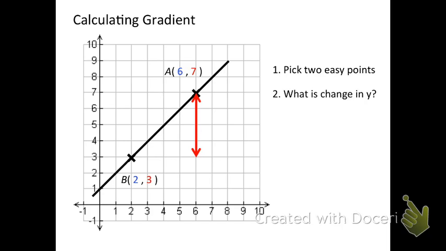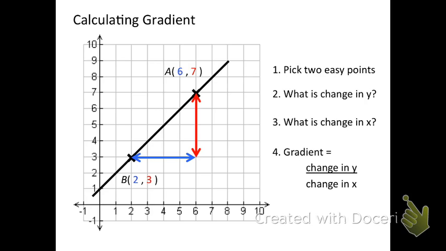Yes, it is this distance. Next, I will ask what is the change in the x coordinate. So between these two points, I only want to know what is the x distance. And it is this blue arrow. Once I have these two, I can now calculate my gradient, which is the change in y divided by the change in x.